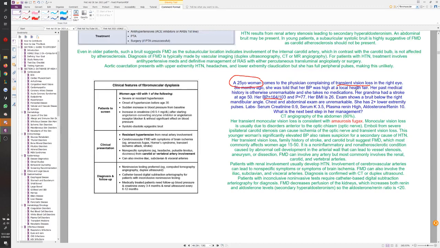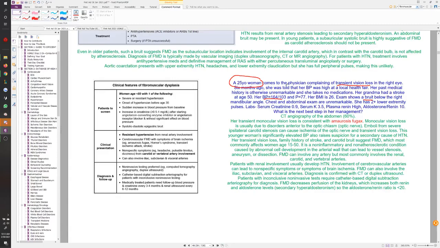But they further try to confuse you by giving you a bruit that isn't on the renal side of things, right? This is a bruit that isn't occurring on one of the sides of the aorta, where the renal artery would be. This is a bruit that's occurring in the right mandibular angle, which would be basically your carotids, right? The carotids are right under the mandibles.